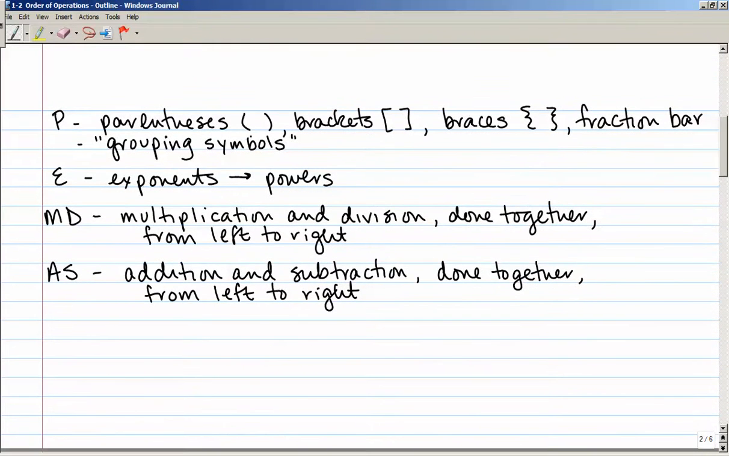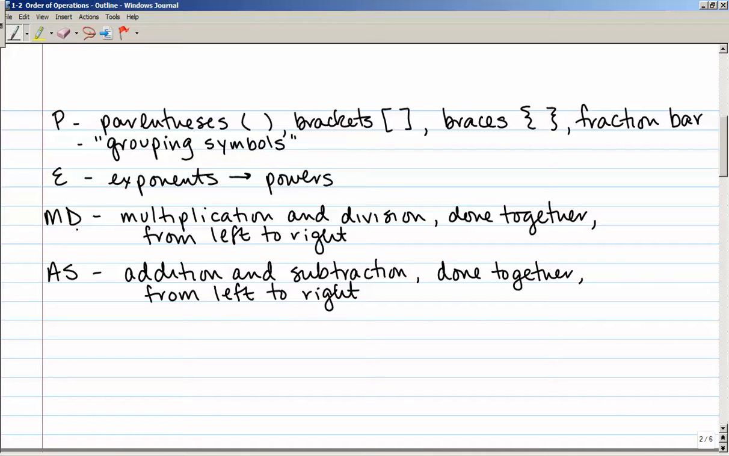P stands for parentheses or any other grouping symbols, which can also be square brackets, curly braces, or a fraction bar. All of these symbols group things together, and we want to do what's within those grouping symbols first. The E stands for exponents, so we're going to evaluate anything raised to a power.